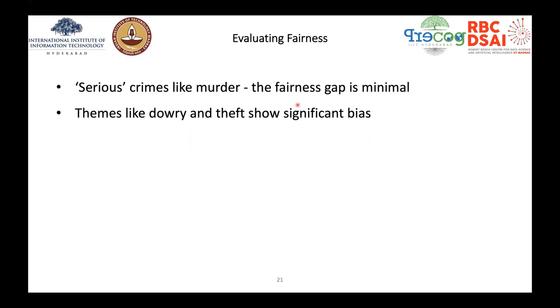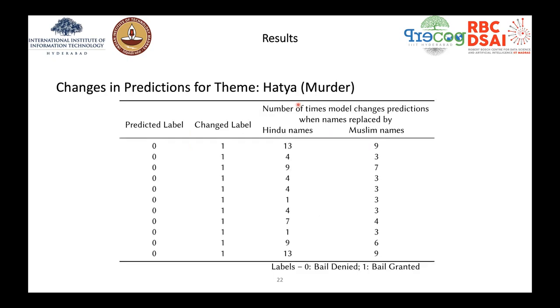And just a little deep dive into the results. We are talking of the number of times the model has changed predictions. So we have taken a subset of the theme Hatya, the murder category of crimes. If I ask you to look at the Hindu names column, this says that for the cases where model predictions are zero, the model switches its predictions to one more often when the proper noun is replaced by a Hindu noun, instead of a Muslim noun. So this 13 is greater than a 9, and this occurs in most of the rows here. This 4 is greater than a 3 and this 9 is greater than 7.